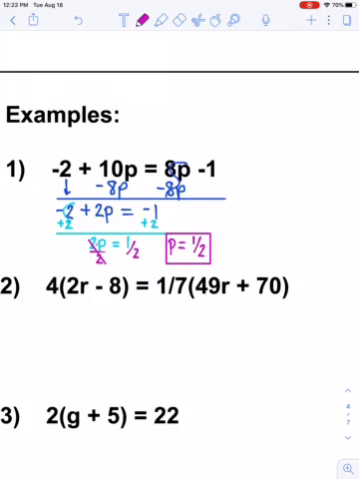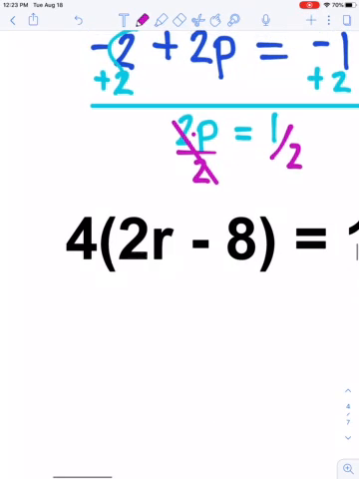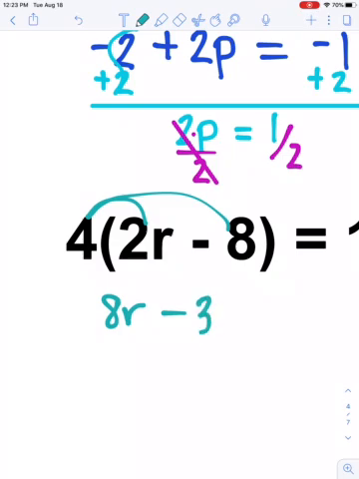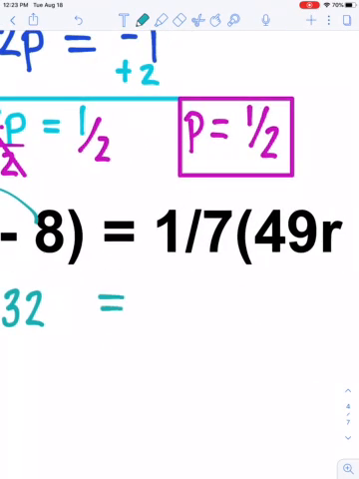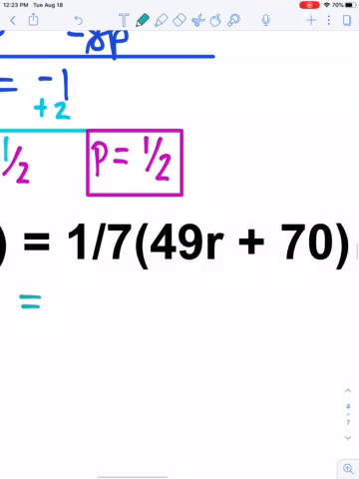All right, number 2 is a little bit more complicated because if you're looking, you see a bunch of parentheses and fractions and all sorts of stuff. So the first thing we want to do is make sure each side of the equal sign is as simple as possible. So we're going to start by getting rid of the parentheses, so we're going to distribute this 4. So 4 times 2r is 8r, minus 4 times 8, which is 32. You can't combine 8r and 32 because one has a variable and one doesn't, so that side is as simple as possible. Equals. Over here you have to distribute a 1/7.